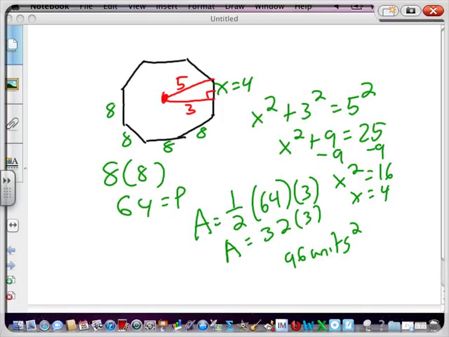Yes, Courtney. The apothem in this case is the height of a triangle. It's always the distance from the center to the middle of the side. Yes, Elijah. Where did you get the 3 from? The 3 is the apothem, right here. And the apothem is the distance from the center to the side.